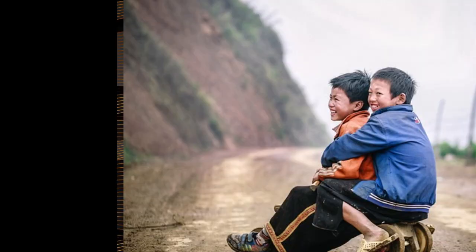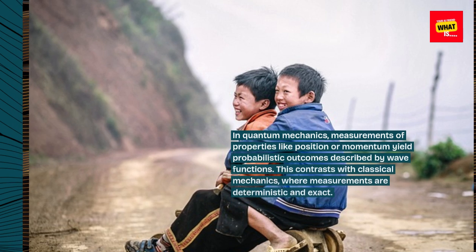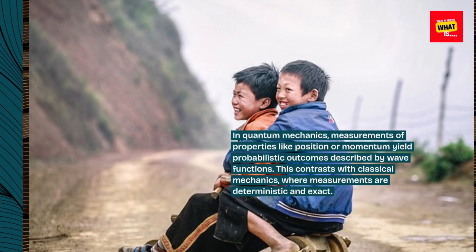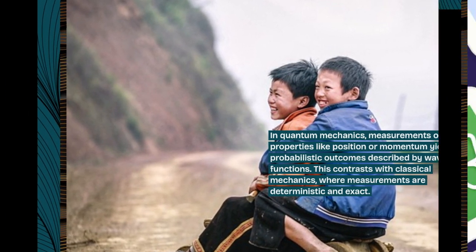7. Measurement. In quantum mechanics, measurements of properties like position or momentum yield probabilistic outcomes described by wave functions. This contrasts with classical mechanics, where measurements are deterministic and exact.